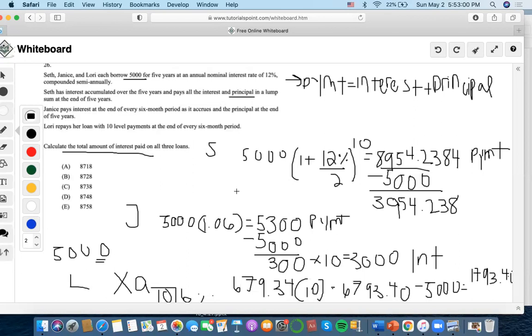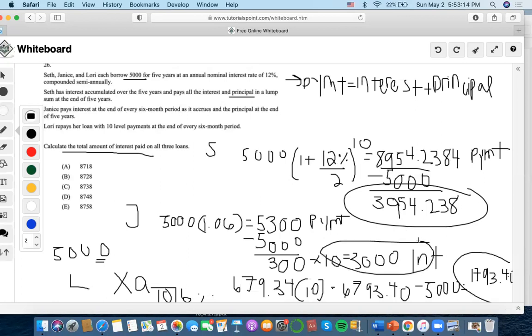So now it says calculate the total amount of interest paid on every loan. Okay, so we got this number, we also got this one, and this one, right? So now let's add all of them. So we get 3954.238 plus 3,000 plus 1793.40, and then we get 8747.638. So we know it's not near this, not near this, not near this. So the answer is D.